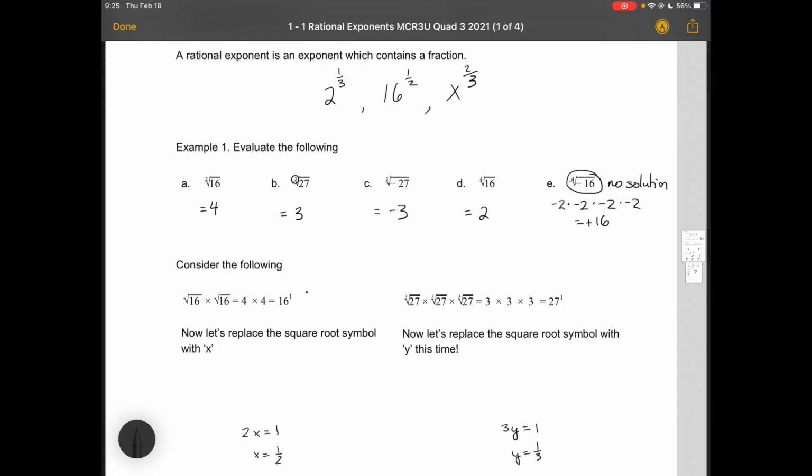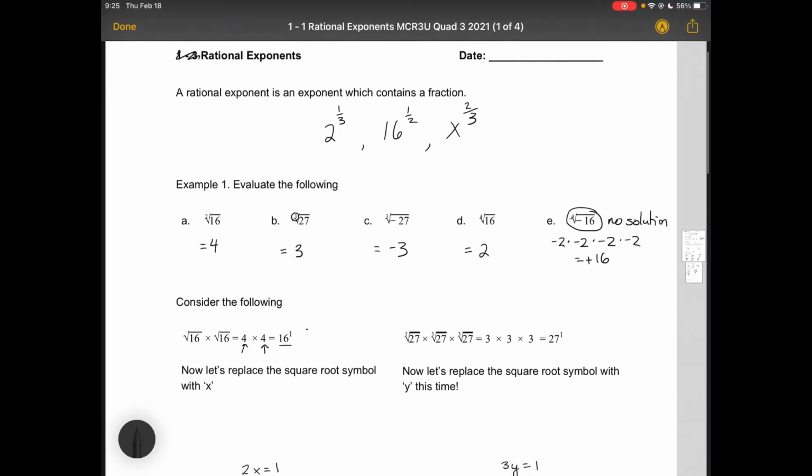Let's consider the following. So if we have the square root of 16 times the square root of 16, we know that that's 4 times 4, which equals 16 to the exponent 1. Now let's replace the square root symbol with an x. So we've got 16 to the exponent x times 16 to the exponent x has to equal 16 to the exponent 1.